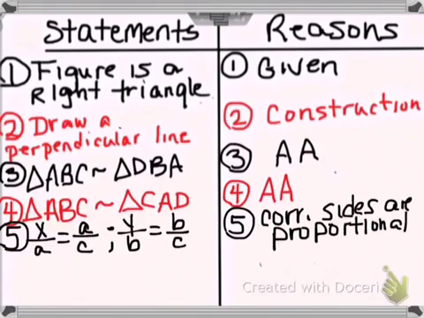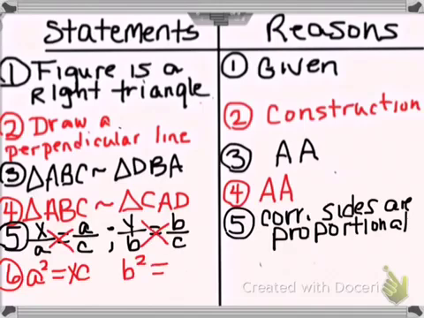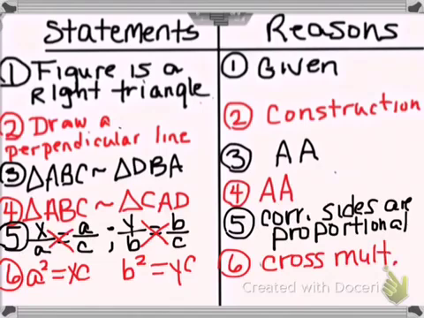And then next, on the previous slide, the next thing we did was cross-multiply, because when we have equal fractions, we can always cross-multiply. So if I cross-multiply here, that gives me A squared. If I cross-multiply the other direction, X times C, XC. If I do the same thing here, B times B is B squared, and Y times C is YC. And the reason I got that was because I cross-multiplied. Now what do we do?